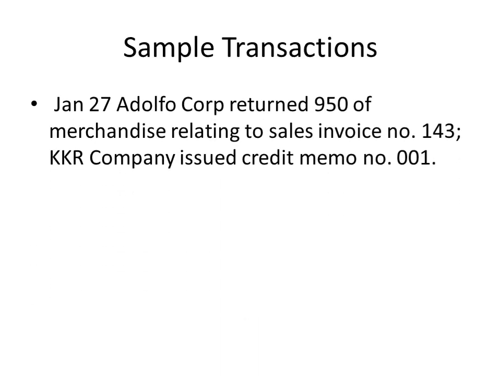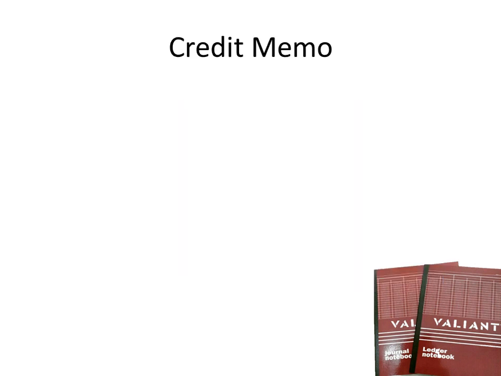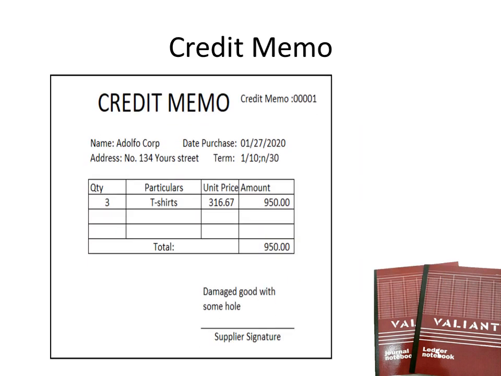Okay? So, sample transaction. On January 27, Adolfo returned 950 of merchandise relating to sales invoice number 143, and KKR issued a credit memo 001. So how does it look like? Here's our sales return journal, or sales return and allowance journal. We still have the date and the customer. So we have now our credit memo. Credit memo looks like this.